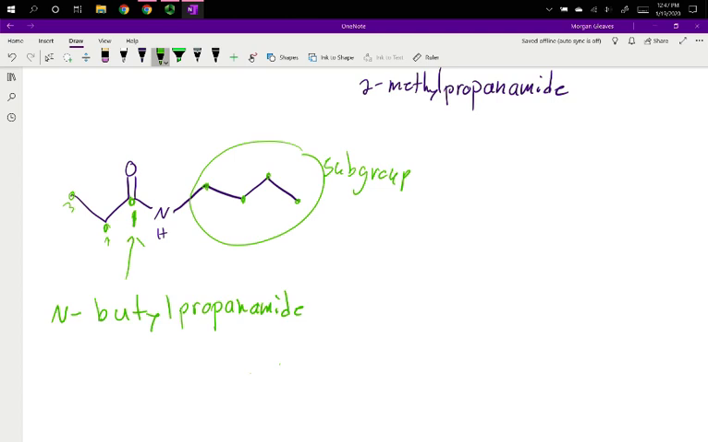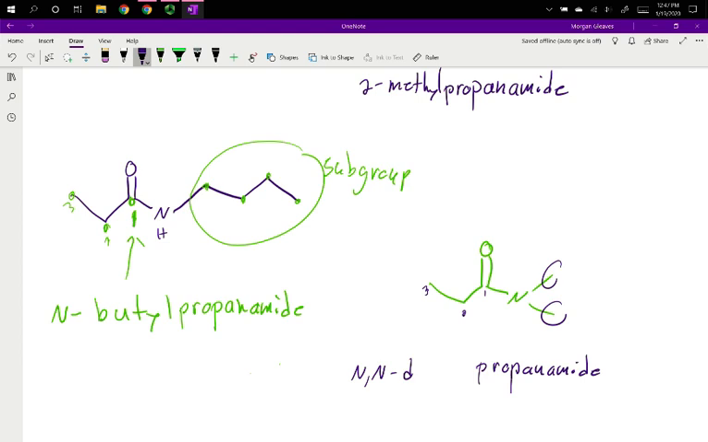If you have a tertiary, let's say we have that. Well, that gives us a 1, 2, 3 carbon chain again. So this is a propanamide once more. But now I have 2 methyl subgroups. So they are N,N-dimethylpropanamide.